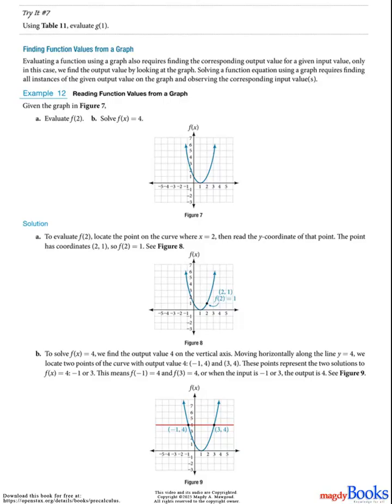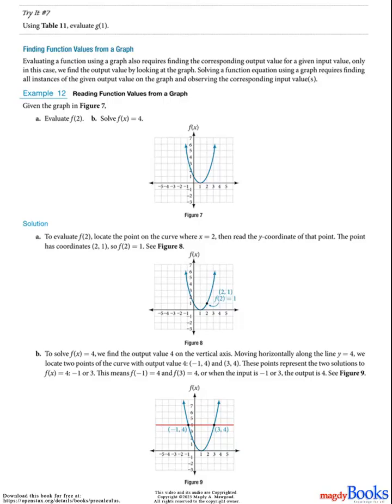Example 12. Reading function values from a graph. Given the graph in Figure 7. A. Evaluate f of 2. B. Solve f of x equals 4. Figure 7. Solution. A. To evaluate f of 2, locate the point on the curve where x equals 2, then read the y-coordinate of that point. The point has coordinates (2, 1), so f of 2 equals 1. See Figure 8. Figure 8. The point (2, 1). f of 2 equals 1.